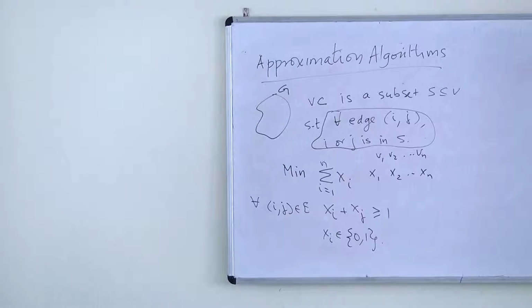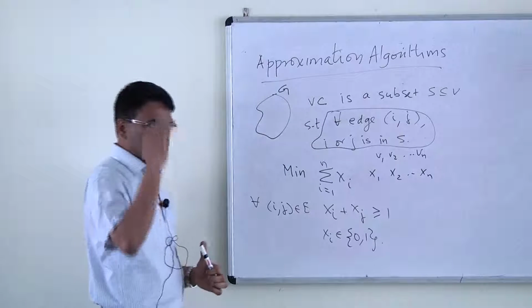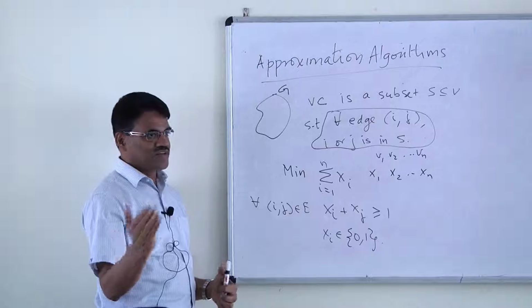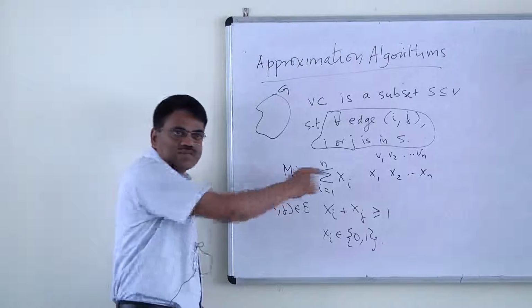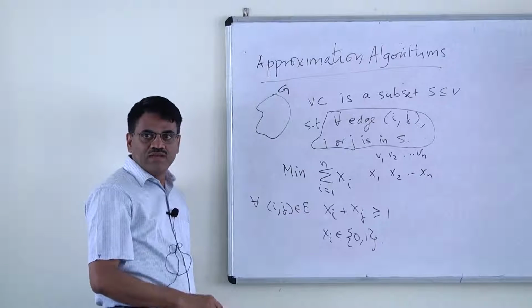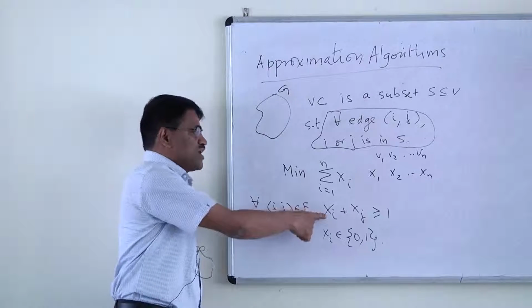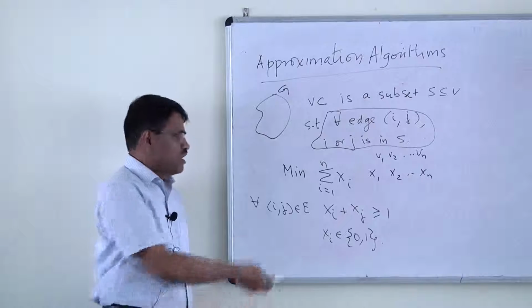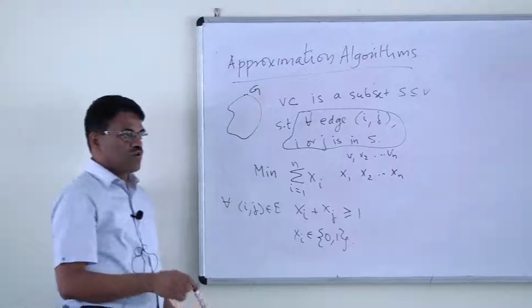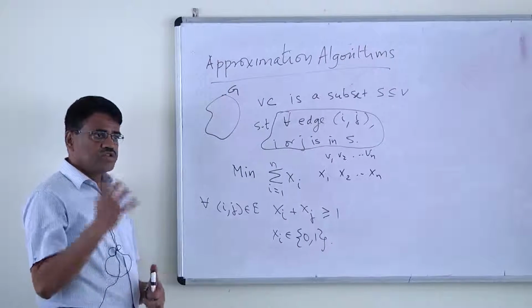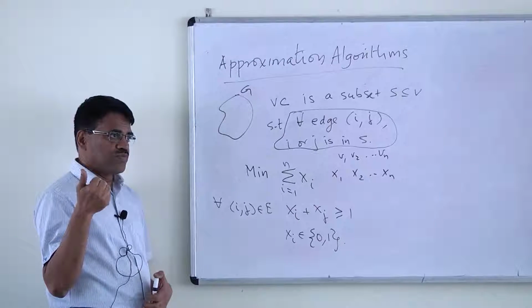This is it. This is a very nice linear programming formulation. This exactly models vertex cover. I want to minimize summation xi such that for every edge in the graph, this is the input, the constraint is that xi plus xj is greater than or equal to 1, and xi is in 0 or 1.